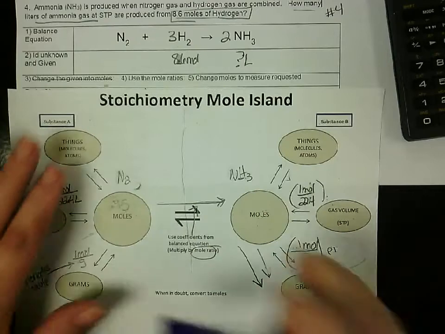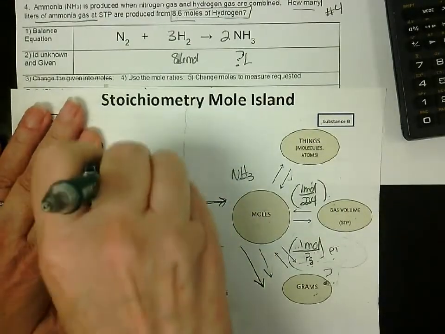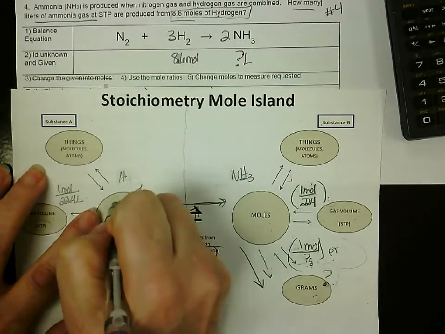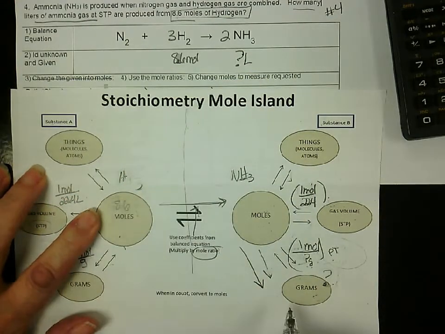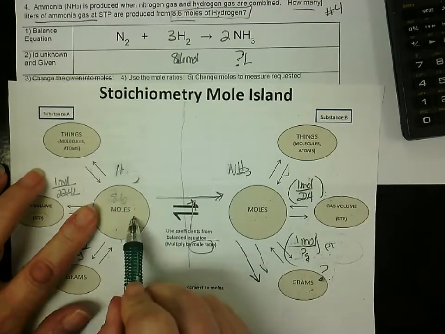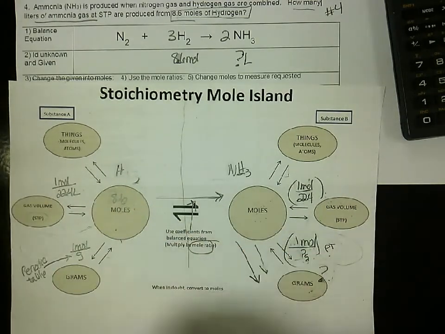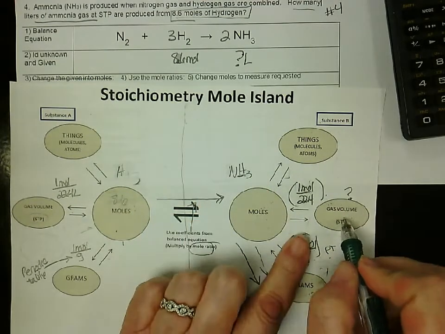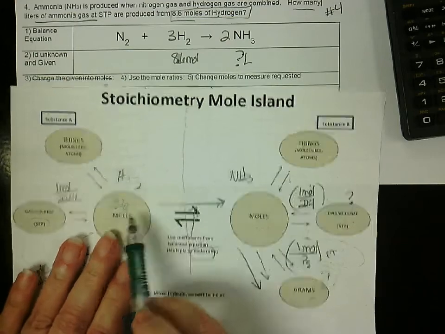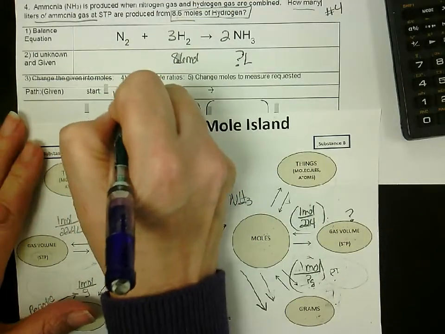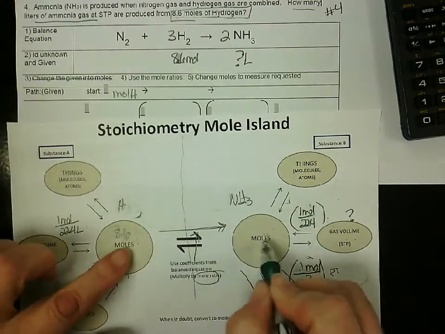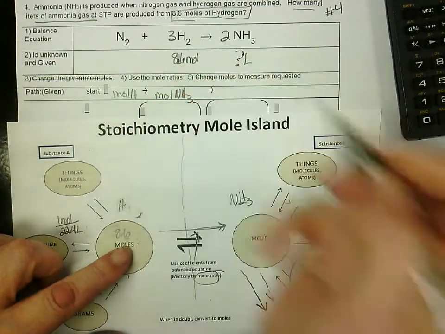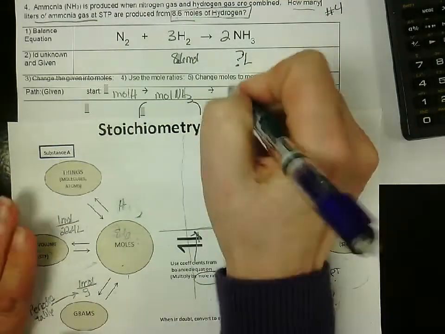So I'm not starting at nitrogen anymore. I'm starting at hydrogen, and I'm starting at moles with 8.6 moles, okay? And then I'm going to moles of ammonia, but they don't want it in grams this time. They want it in liters. So I'm going to here, okay? So I'm going from moles of hydrogen. My next step is moles of ammonia. And then I'm going to liters of ammonia.